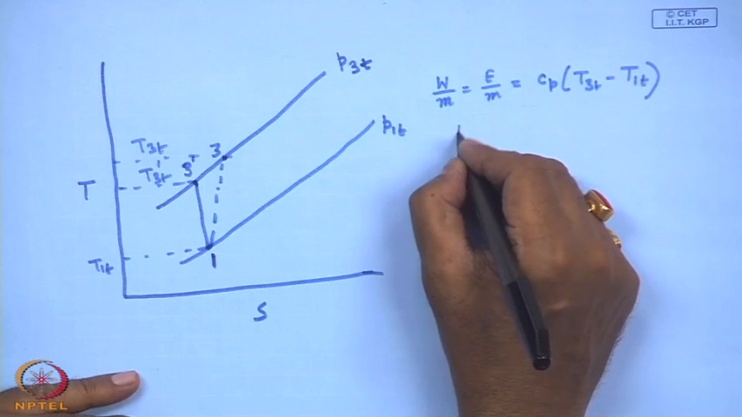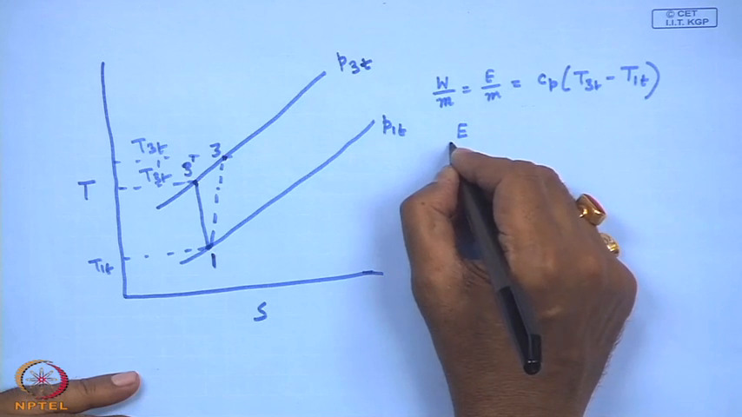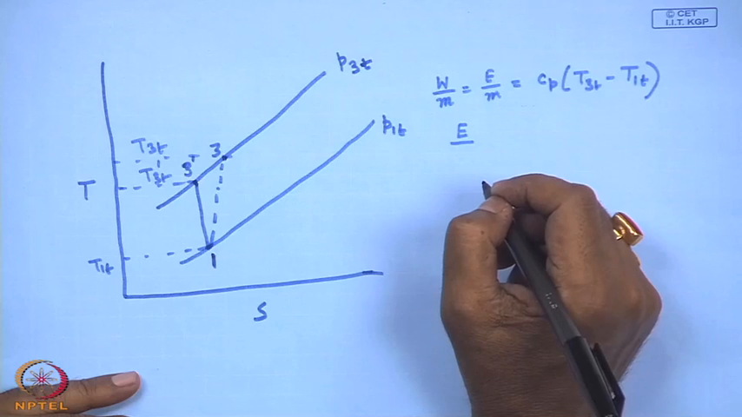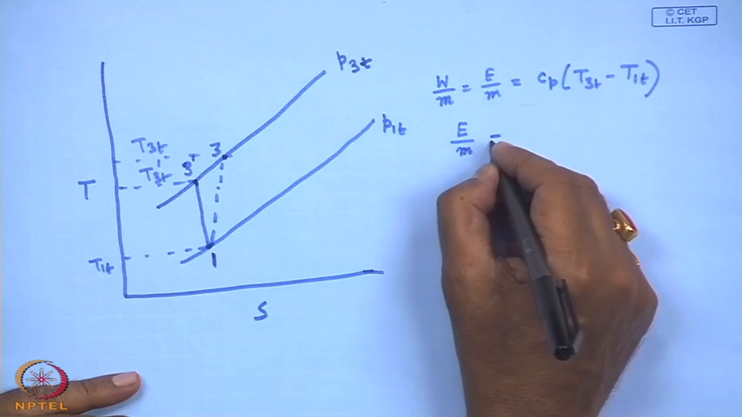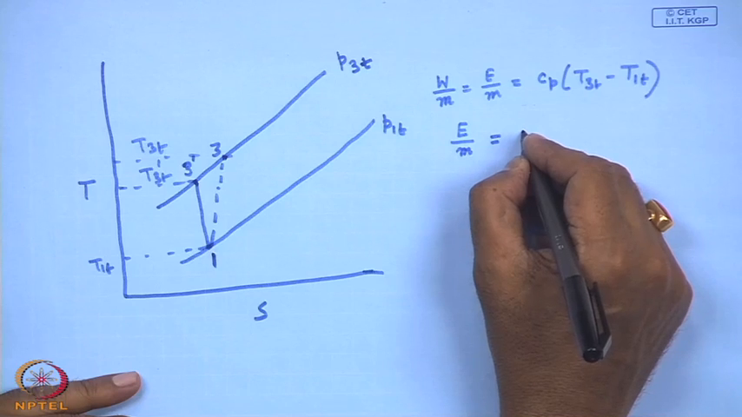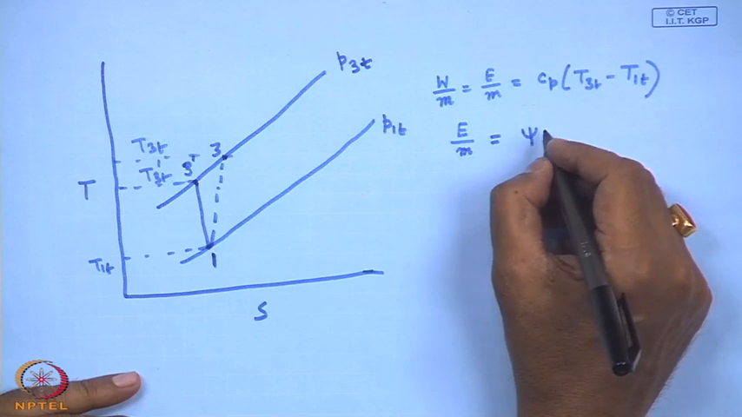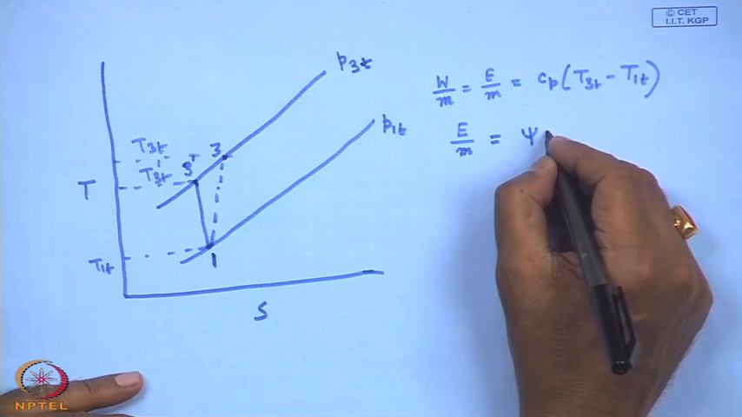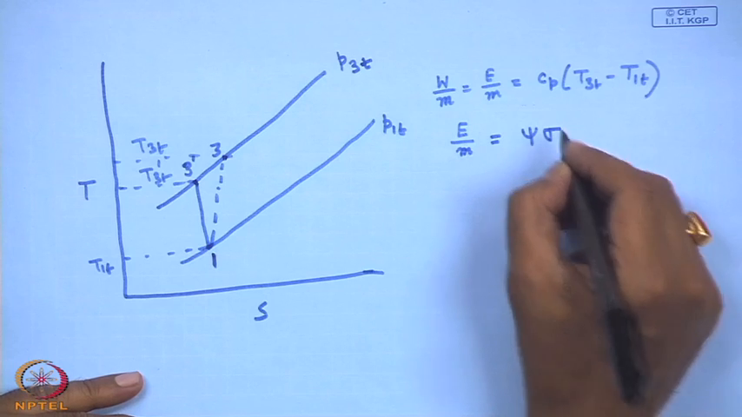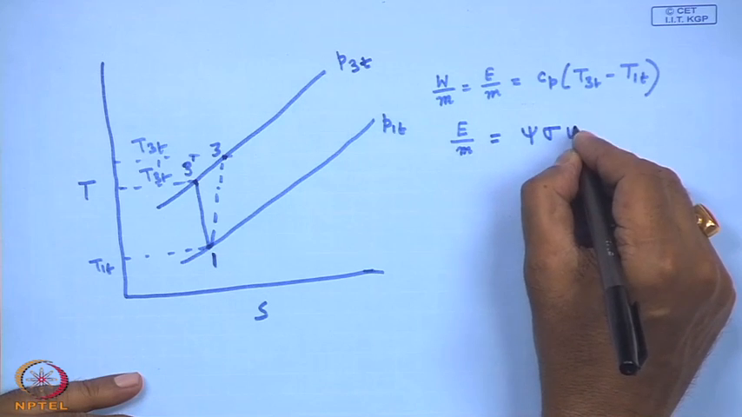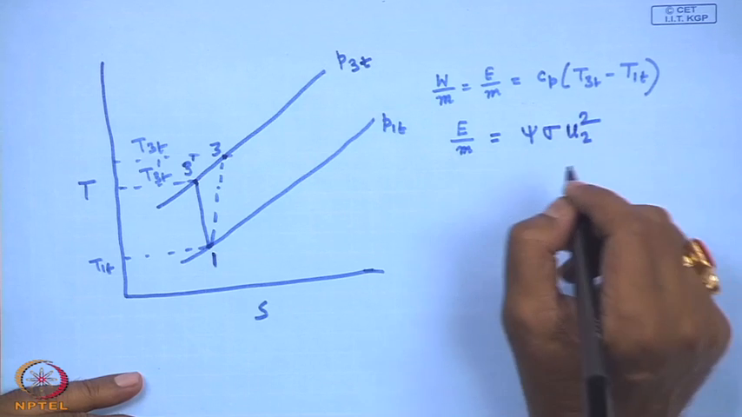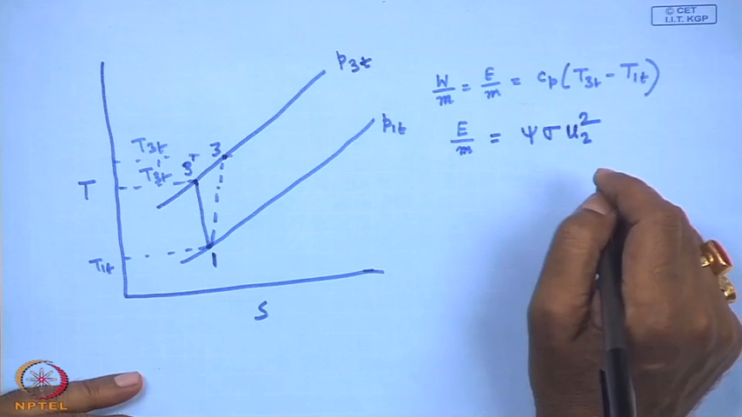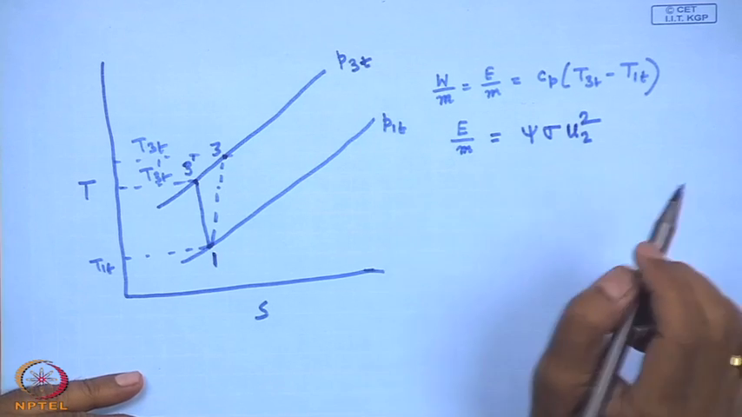At the same time, we found from the momentum theorem, which is known as Euler's equation, that E by m equals psi, the power input factor, into sigma, the slip factor, into U2 squared, where U2 is the peripheral speed at the outlet of the impeller. So, this is the energy.